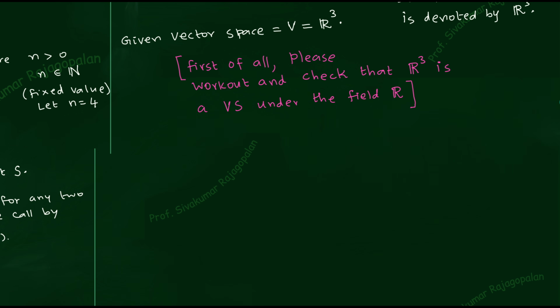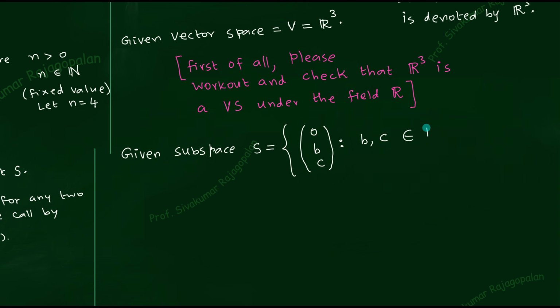Okay, this is fine now. Let us start. What is the subspace given to you? It is looking like this. The subspace is also 3-dimensional, so you see a column vector is given: 0, b, c. But you should know what b and c are, and that is also given in the question paper. b and c belong to the real numbers.